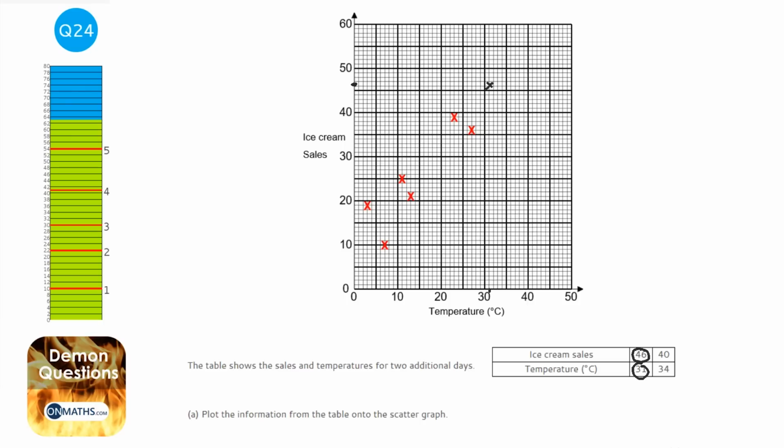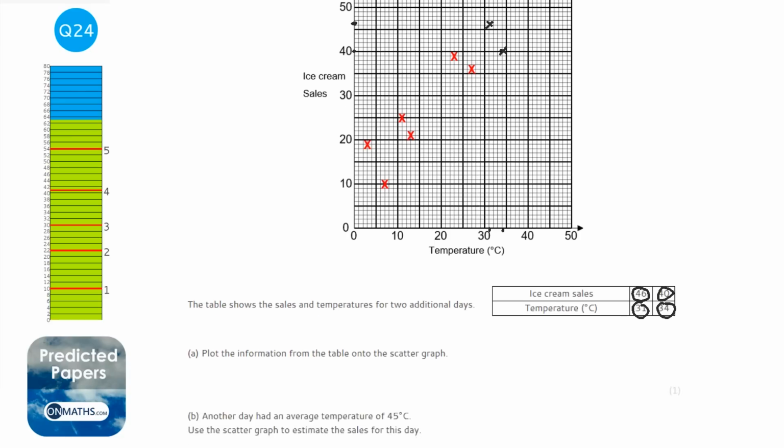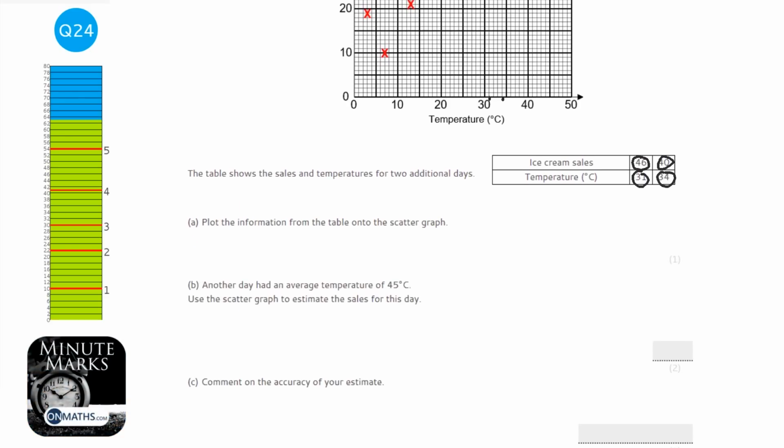Okay, next one, ice cream sales 40, which is here on the scale, and temperature 34, which is here. So we've just got to be careful, and it's about there. So those are the two plots that we want to take. Next question says, on another day had an average temperature of 45 degrees. Use the scatter graph to estimate the sales of the day.